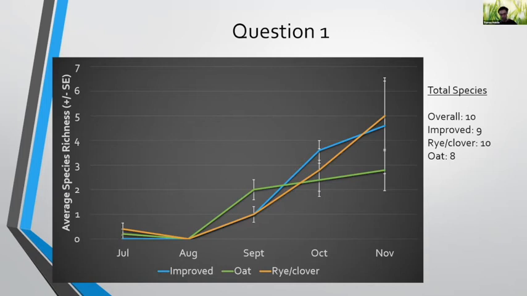All in all, though, we've had 10 species across the 3 different pasture types, with rye clover having all 10 species. The species do include the predatory hister, and then the improved pasture had 9 species and oat only had 8. There were a lot of singletons, I must admit as well.